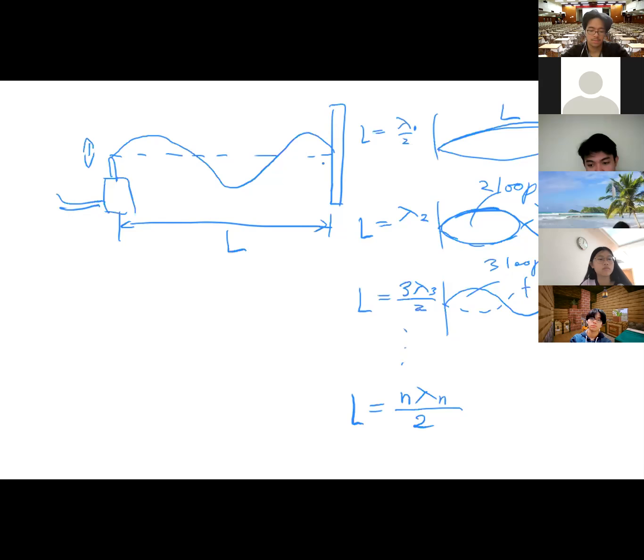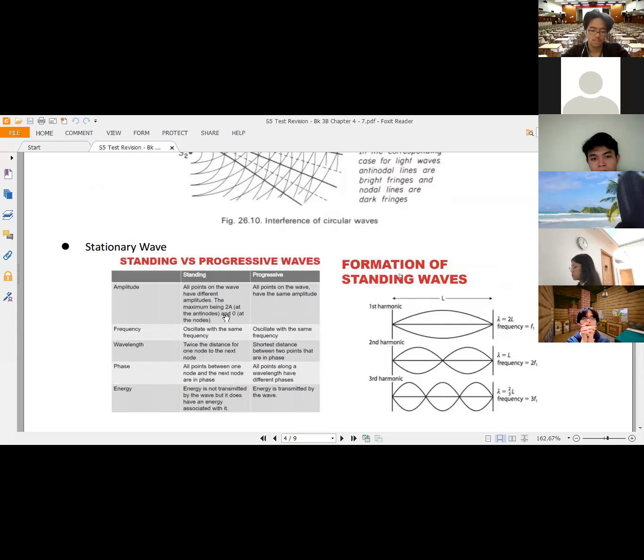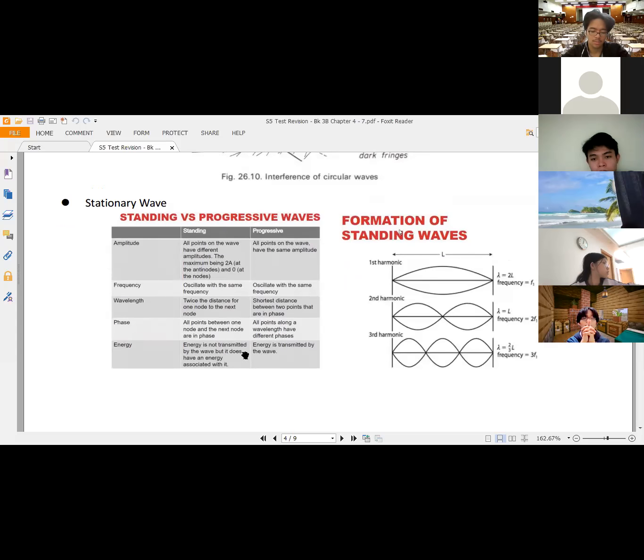And besides, let's go back to the notes. Please spare some time to study this difference between the stationary waves. Standing wave or stationary wave are actually the same, just a name. Sometimes people call it standing wave or stationary wave. You may compare the difference among these. Understand? So this is stationary wave.